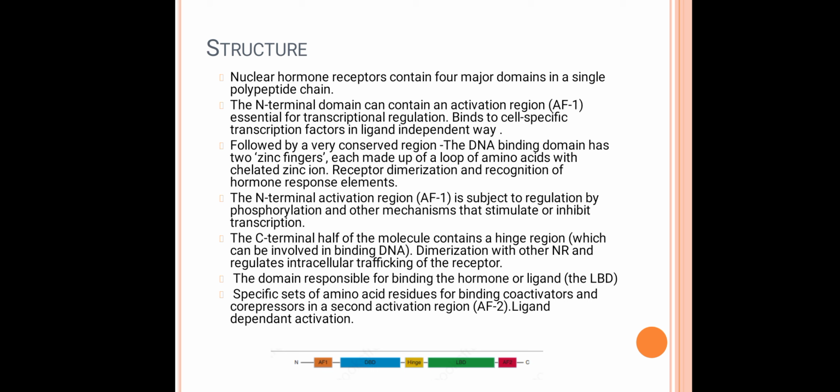Next is the hinge region. This hinge region helps in dimerization as well as in the intracellular trafficking of the receptor. That is, in the internalization of the receptor also, this hinge region helps. Next is the C-terminal. In the C-terminal, there is a ligand binding domain where the ligand, that is the agonist and the antagonist, will bind. And finally, there is the AF2 region where the co-activator or the co-repressor will bind. So this is the brief structure, where there is an AF1 where the transcription factors bind.